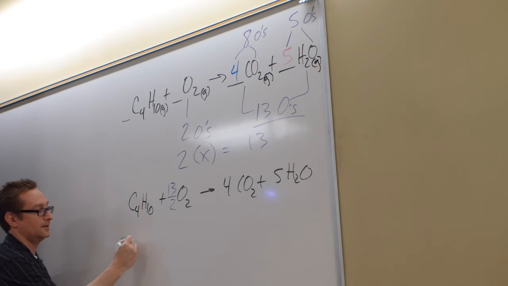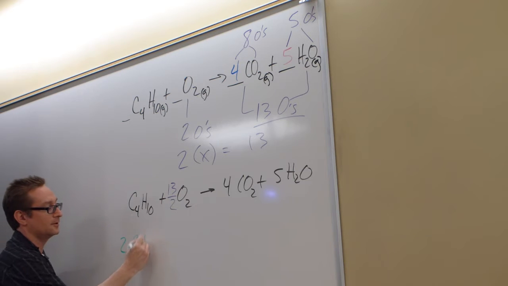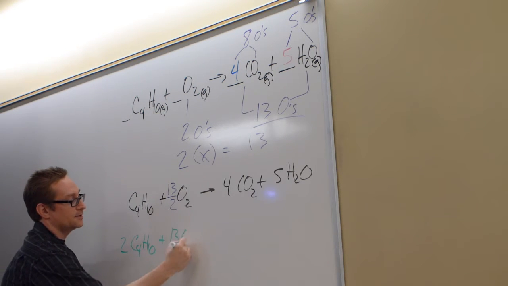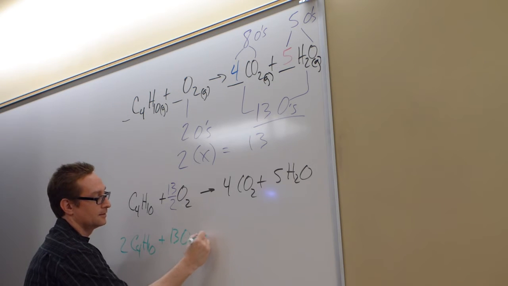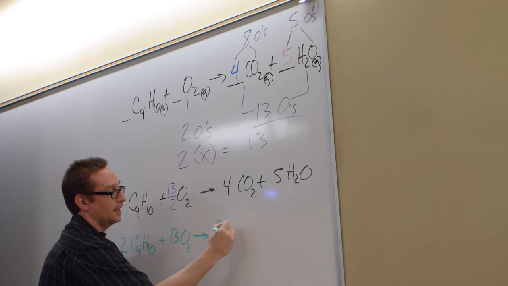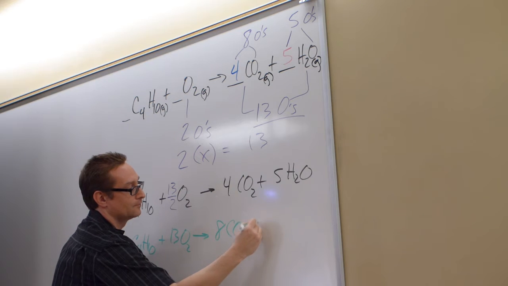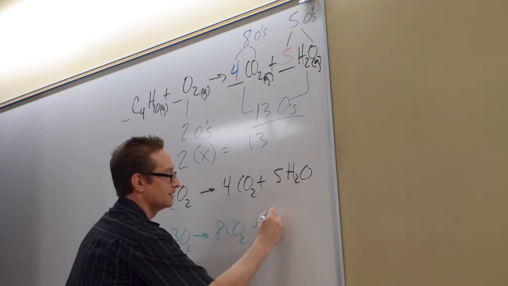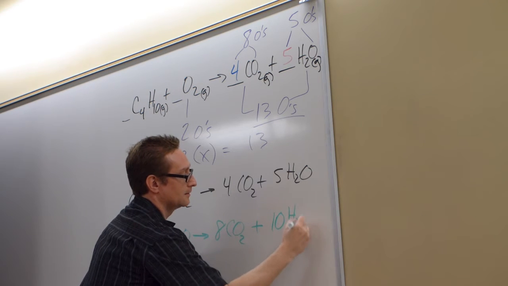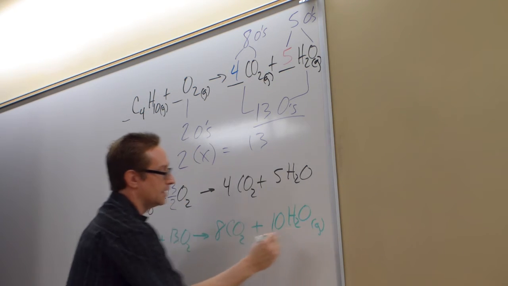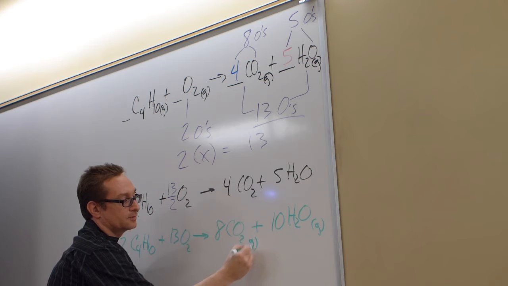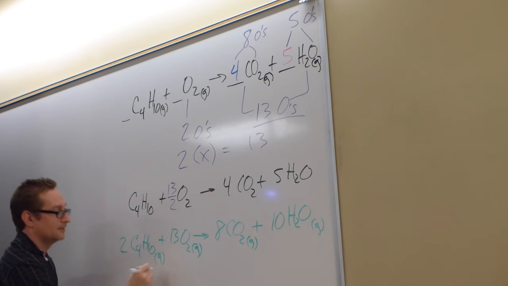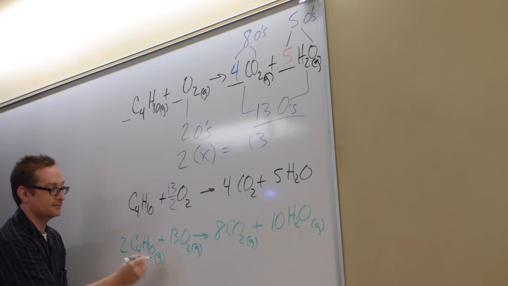Okay, so we end up with the final balanced reaction: C4H10 plus 13 oxygens yields 8 carbon dioxide, and how many waters? 10. Now in your Mastering Chemistry homework, they might be particular about the phases, so just be in the habit of including your phases.